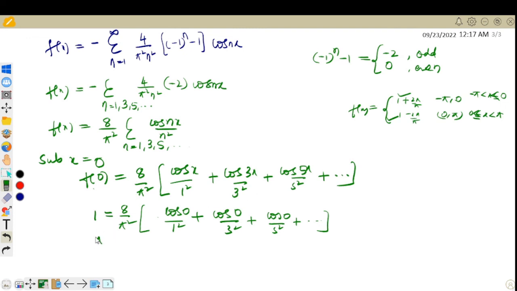So cross multiply it, you will get pi square by 8 is equal to cos 0 is 1, so you get 1 by 1 square, plus 1 by 3 square, plus 1 by 5 square, plus so on. So this is the required Fourier series with the help of the given function.